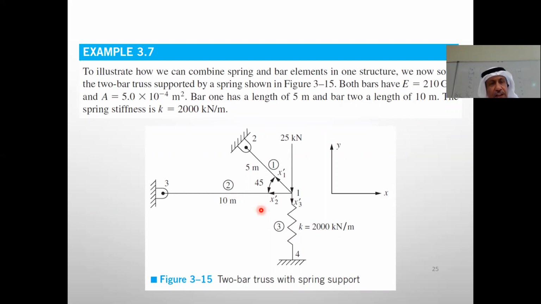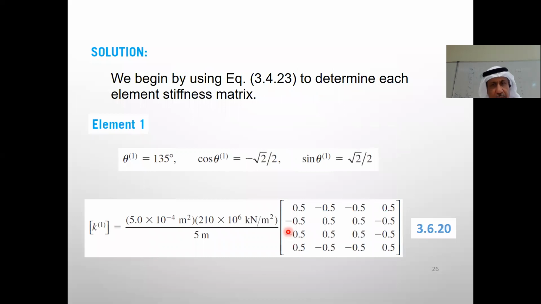We just have to form K. You need to find K for 1. What is the size? It will be 4 by 4, right? Very simple. For 2, 4 by 4. For K3, 2 by 2. How come you add? You have to make it 4 by 4. We'll add zeros: 0 row, 0 column, 0 row, 0 column. Let's see that. This is K1.